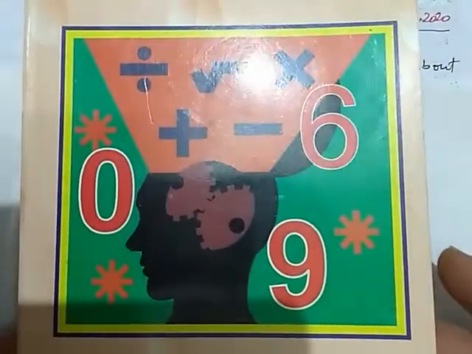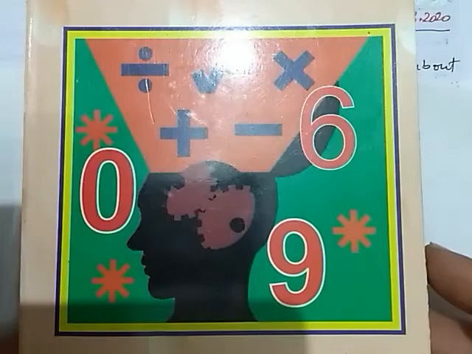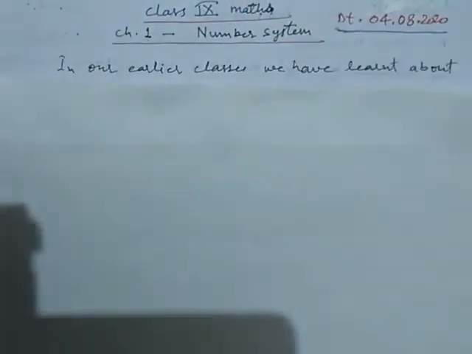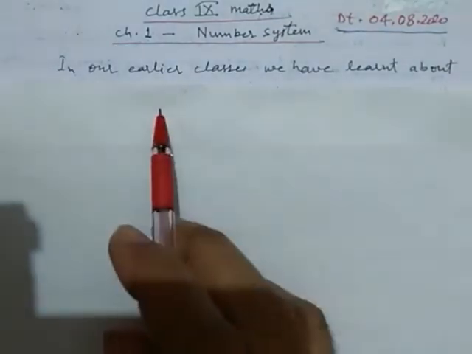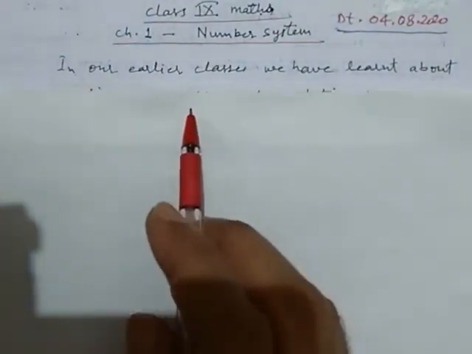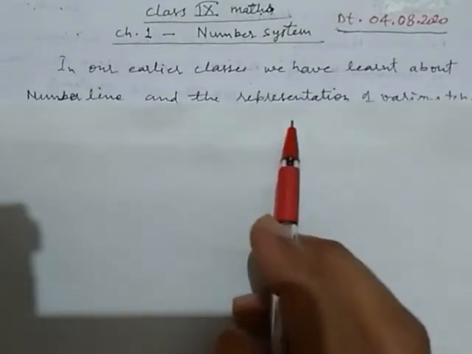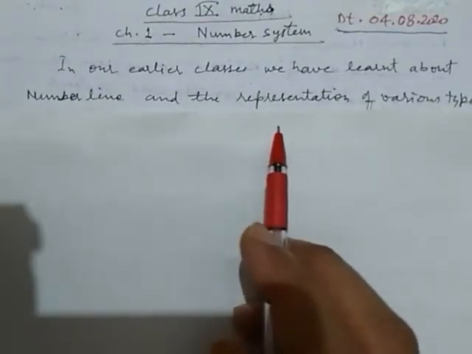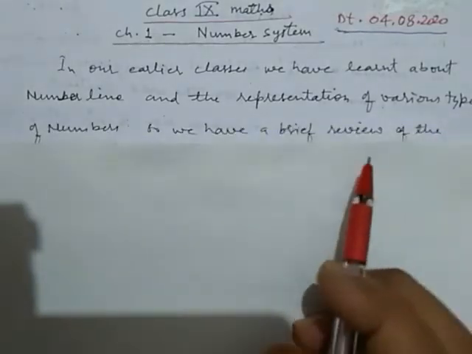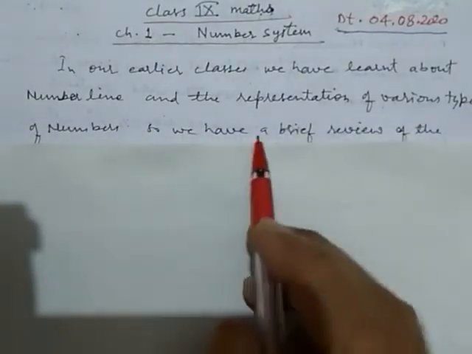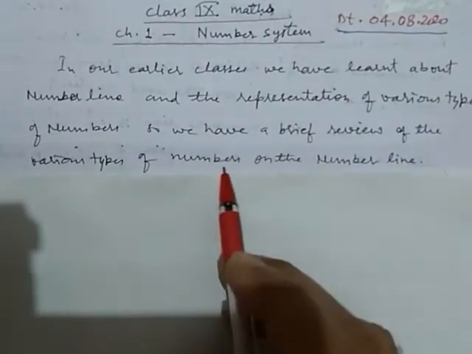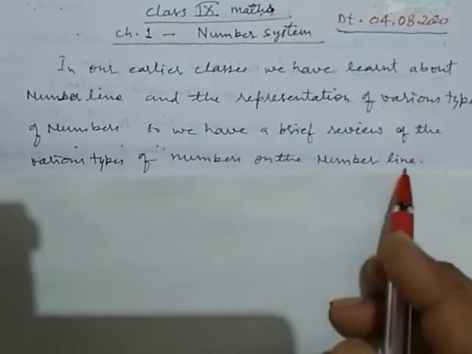Today we start chapter first, number system. First we take an introduction of different types of numbers. In our earlier classes we have learned about the number line and the representation of various types of numbers. So we have a brief review of the various types of numbers on the number line.